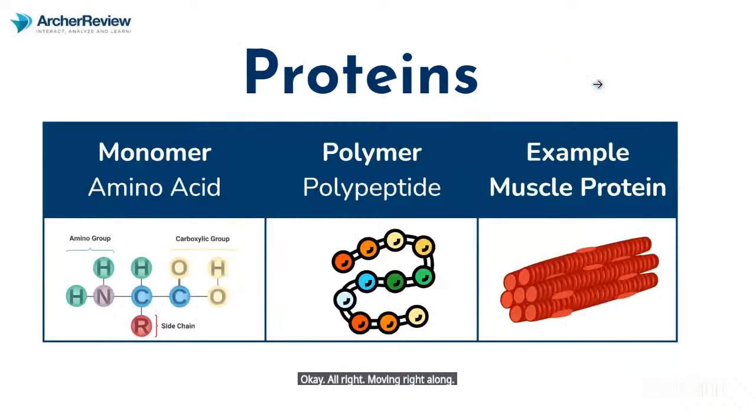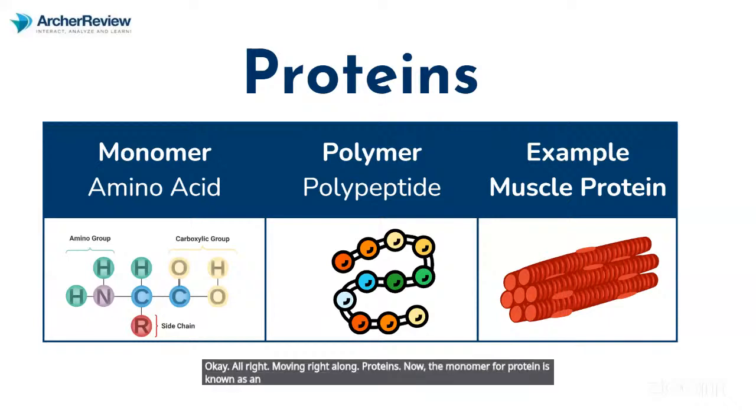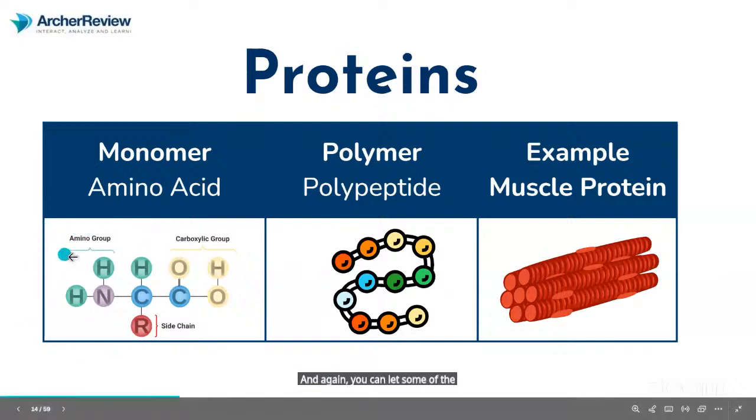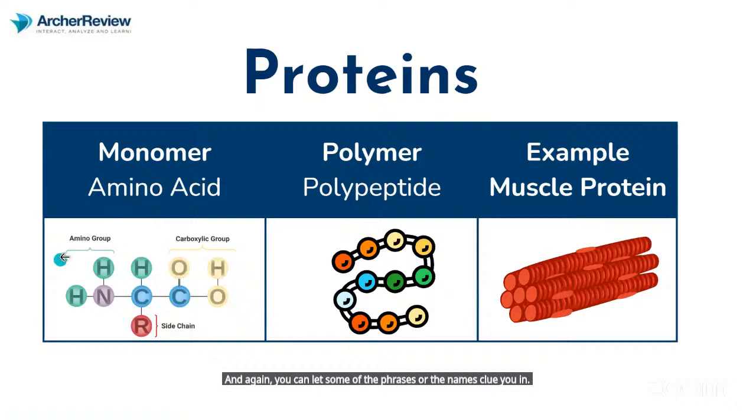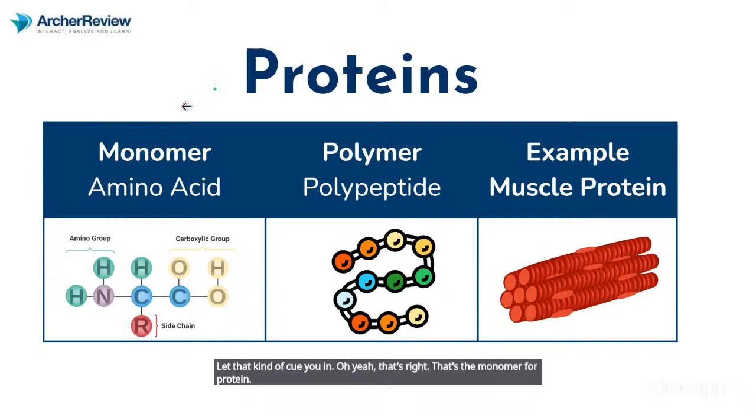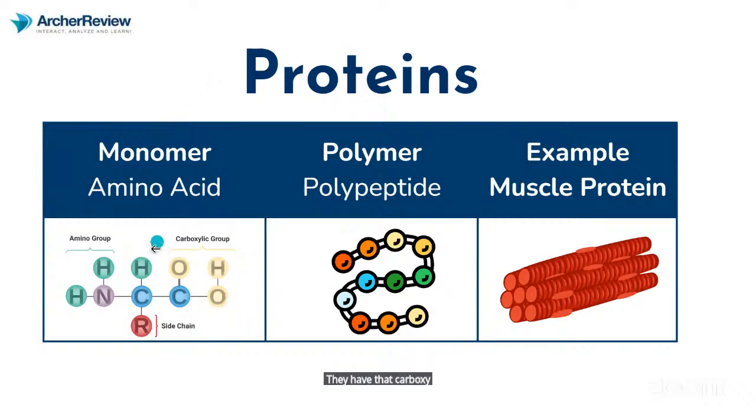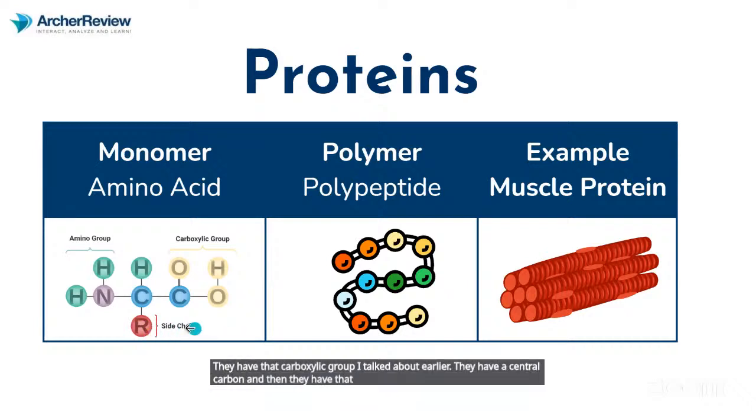Proteins. Now, the monomer for protein is known as an amino acid. And again, you can let the names clue you in. The amino acid has an amino group, or sometimes they call it an amine group. Let that cue you in. Oh yeah, that's the monomer for protein. They have that carboxylic group I talked about earlier. They have a central carbon, and then they have that R side chain. And that R side chain is what changes in order to change the amino acid.